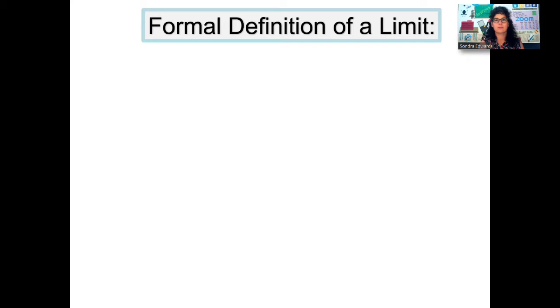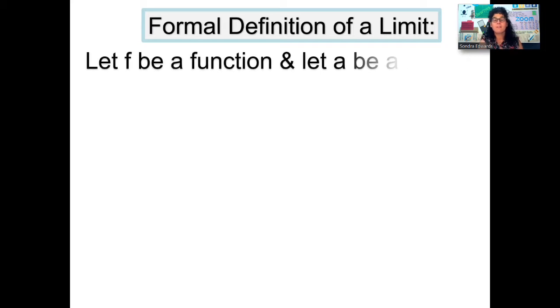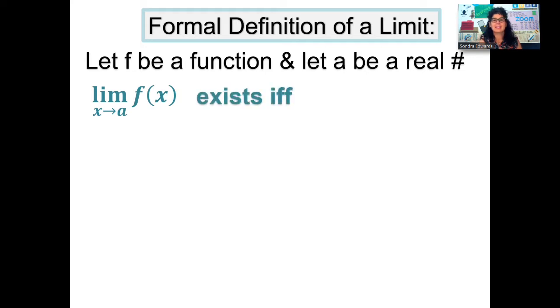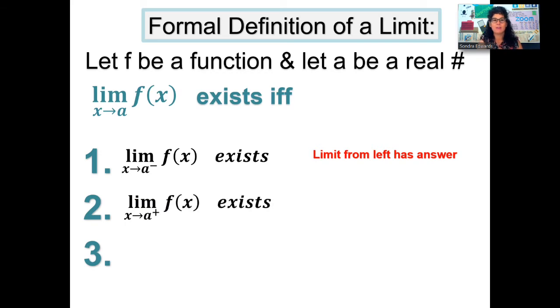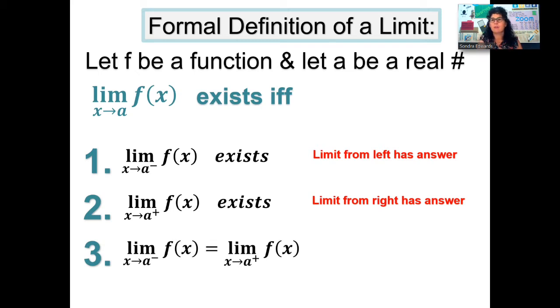It has 3 parts. The function f is going to have a limit at some number a as long as, now it says exists if and only if. IFF in math stands for if and only if. So it's going to exist if, this is the formal notation that must be used, the limit as x approaches the number a from the left has an answer. The limit as we get close to the number a from the right has an answer. And then also the limit from the left equals the limit from the right. The notation I have here is the notation we have to use on the AP exam.